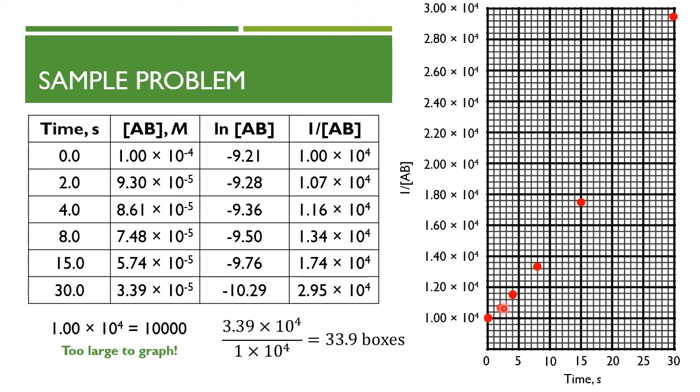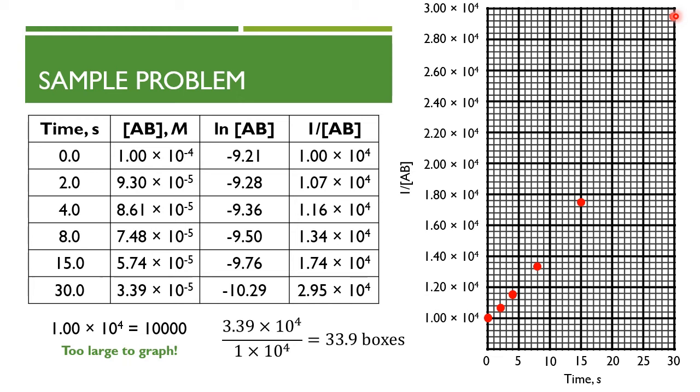At 2 seconds, we have a value of 1.07 times 10 to the power of 4. At 4 seconds, we have 1.16 times 10 to the power of 4. At 8 seconds, 15 seconds, and at 30 seconds, we then have the complete graph.